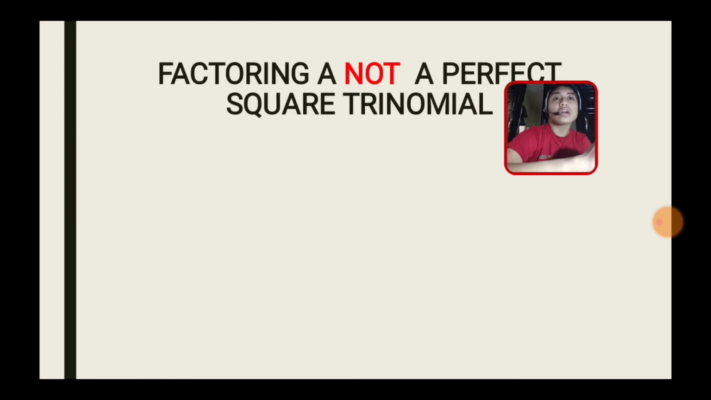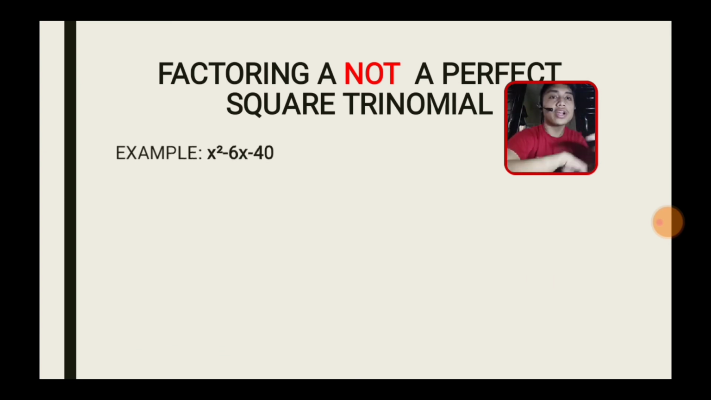So, factoring a not perfect square trinomial. Hindi siya perfect square. Medyo dito tayo may hirapan, yung tipong iisa-isahin natin sila. Pero mas higit pa dyan yung kasunod.